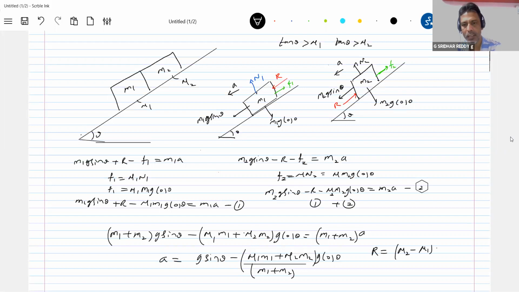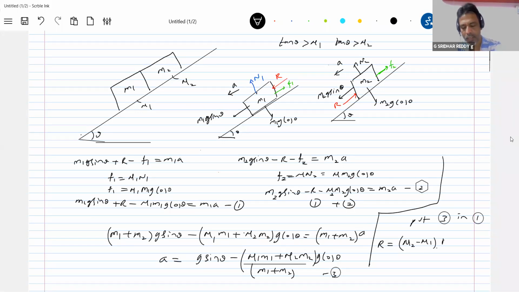Mu2, mu1. Substituting equation 3 in 1. So what I do next is put 3 in 1. Then solving, R is equal to (mu2 minus mu1) m1 m2 g cos theta by (m1 plus m2). Now look at this, the expression for reaction.